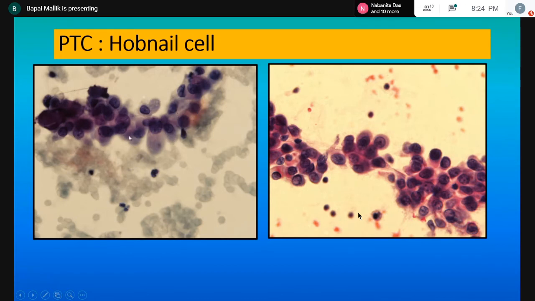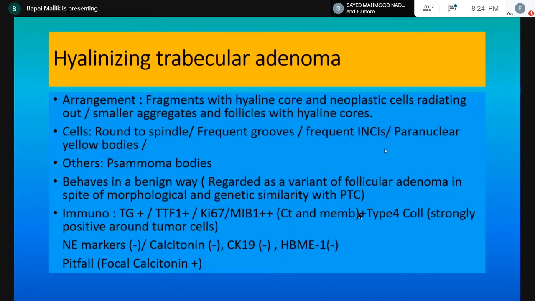See the hobnail cells coming out, right? And these are the hobnail cells, which, by the way, may be found in papillary thyroid carcinomas, but not as a major component. Okay? So this is one variant called hobnail cell variant of papillary thyroid carcinoma.